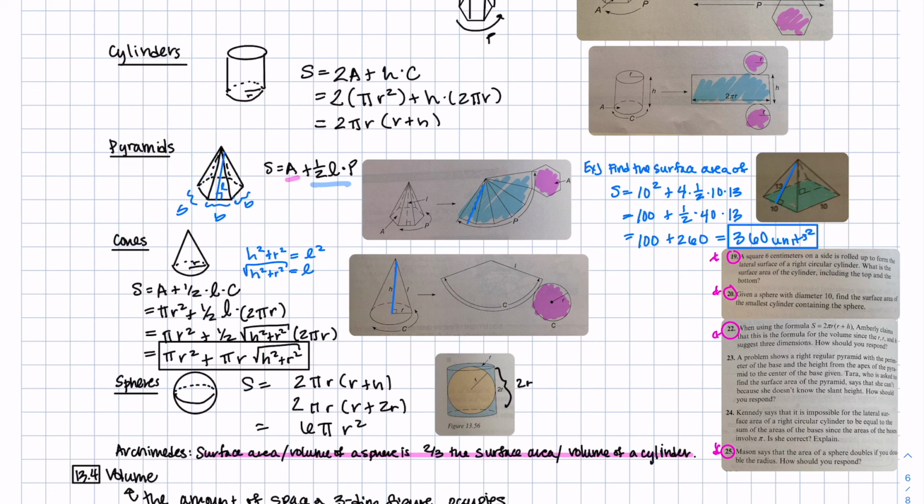But now we want to find the surface area of the sphere, so we're going to multiply this whole thing by 2/3, by what Archimedes tells us. And what we get is 4 pi r squared is the surface area of the sphere. Okay.